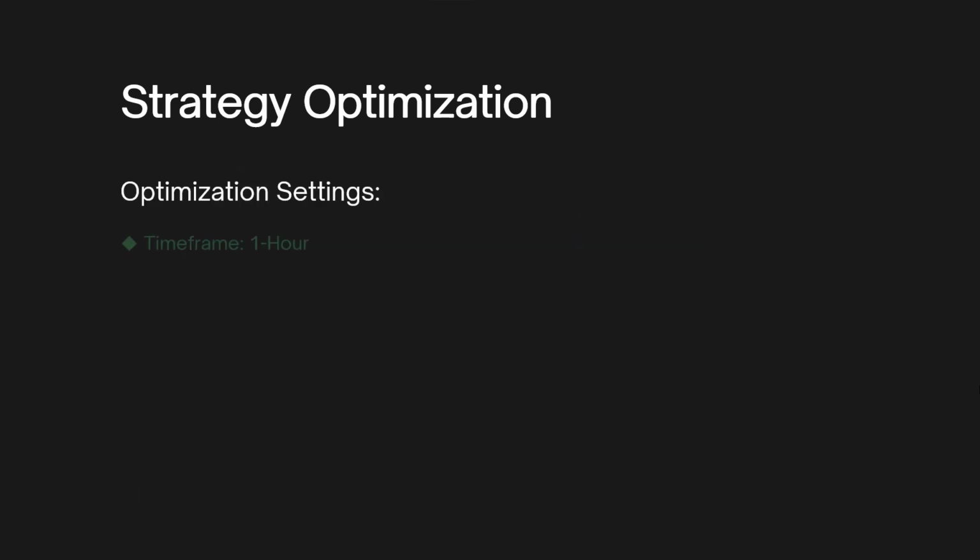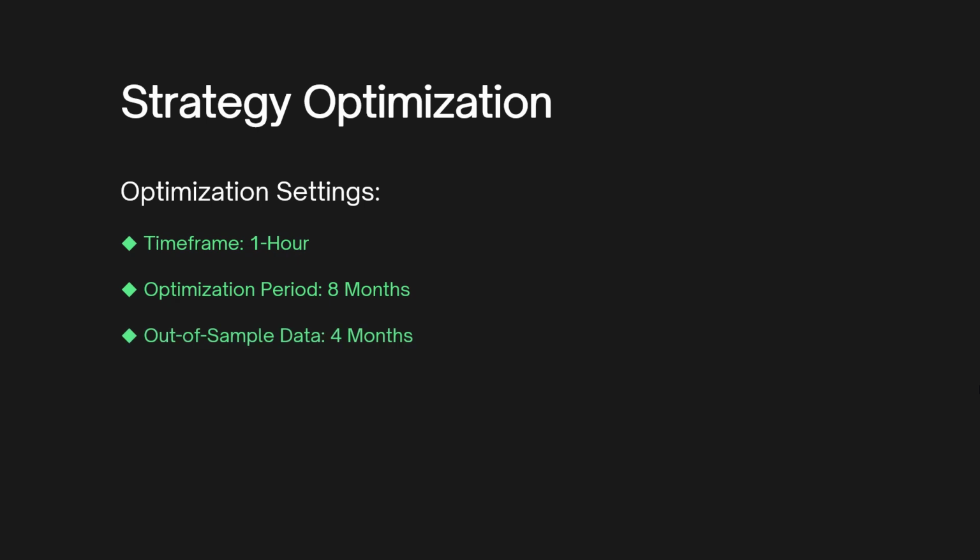We'll be testing our strategy on the 1-hour time frame. We'll split our data into 2 parts. In-sample data, 8 months. This will be our training data, where we fine-tune the parameters of the strategy. Out-of-sample data, 4 months. This will act as our testing ground. By using this data, we'll evaluate how well our optimized strategy performs on unseen data and ensure it can generalize to new market conditions. Now, let's focus on the important parameters we'll be fine-tuning for the best performance.